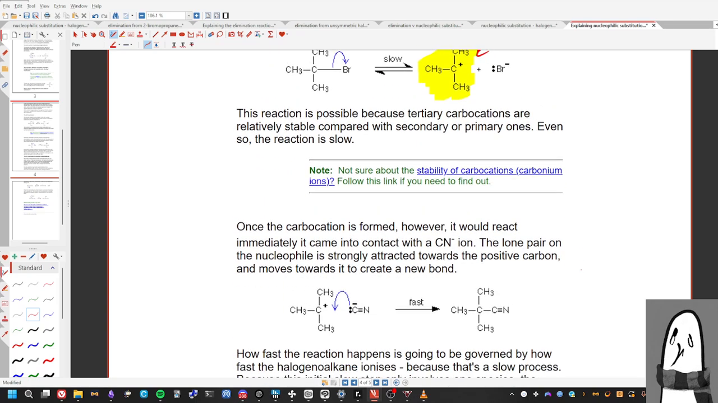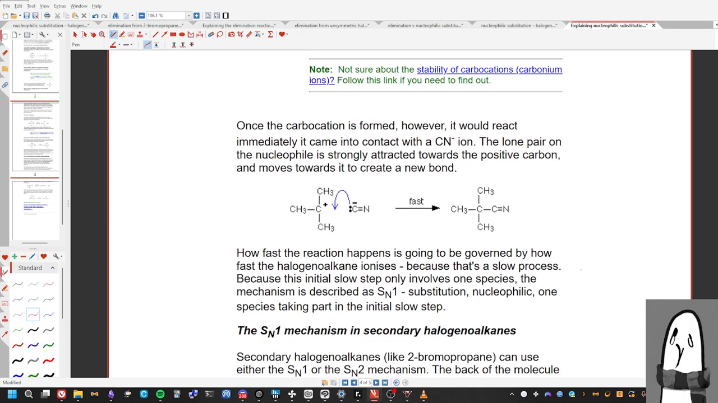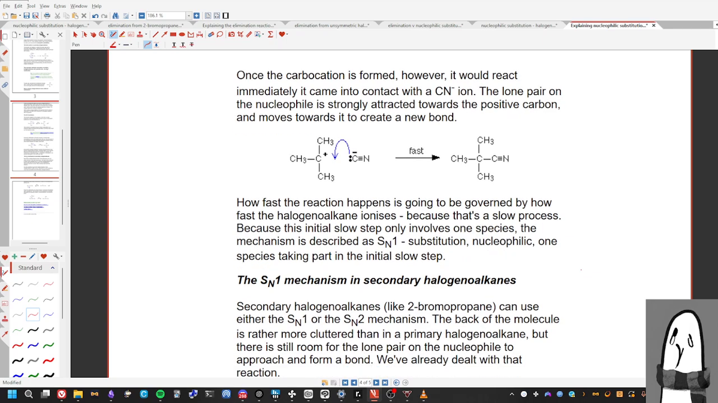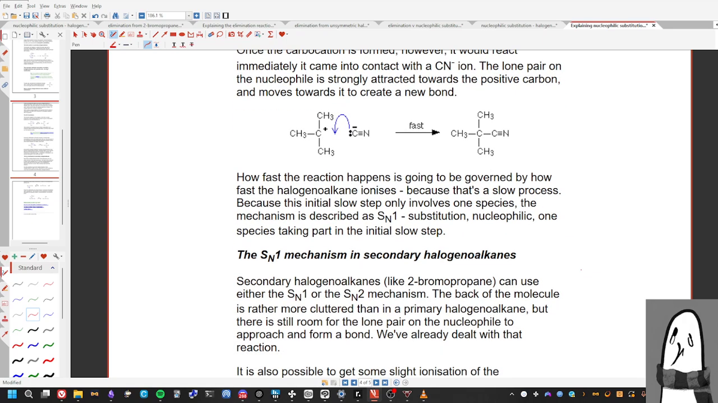But even so, the reaction is slow. Once the carbocation is formed, however, it reacts immediately in a fast reaction with the CN ion. The lone pair is strongly attracted to the positive carbon. How fast this reaction goes is governed by how fast the halogenoalkane ionizes, because that's a slow process. Interesting.